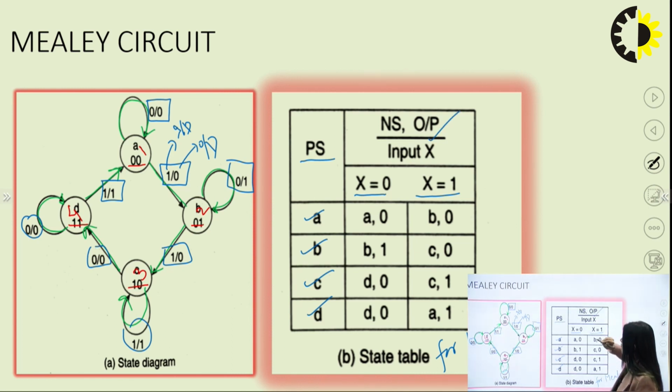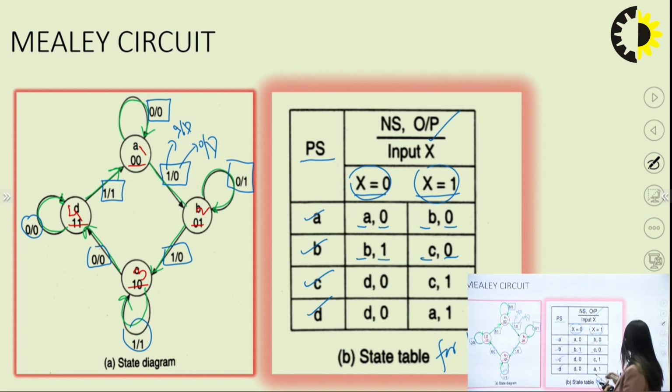Okay. So we will write, if input is 0, then what is the next state and what is the output? If input is 1, then what is the next state and what is the output? If input is 0, what is the next state, what is the output? If input is x is equal to 1, what is the next state, what is the output? So in the same manner we will write the table. So how the table will be labeled, that can be represented in the figure.